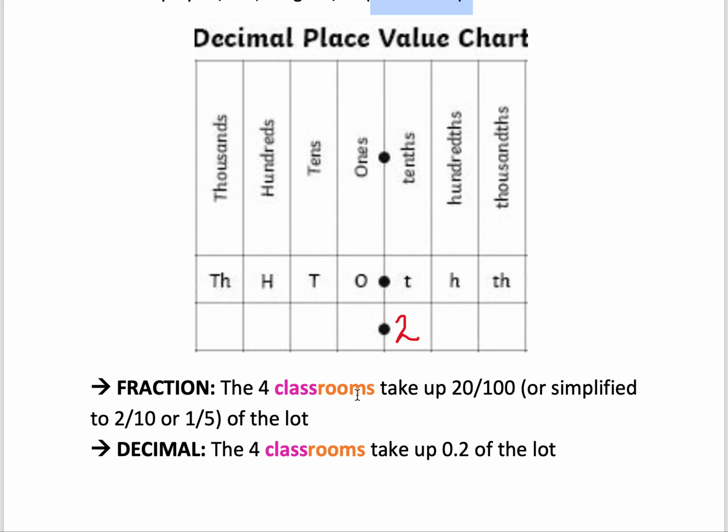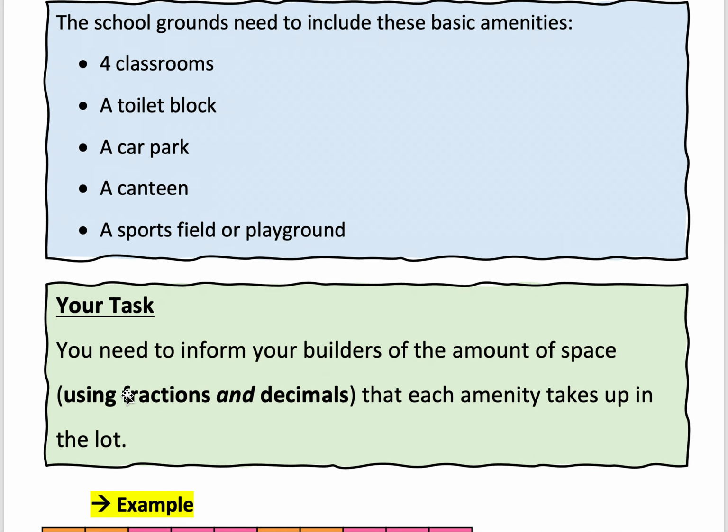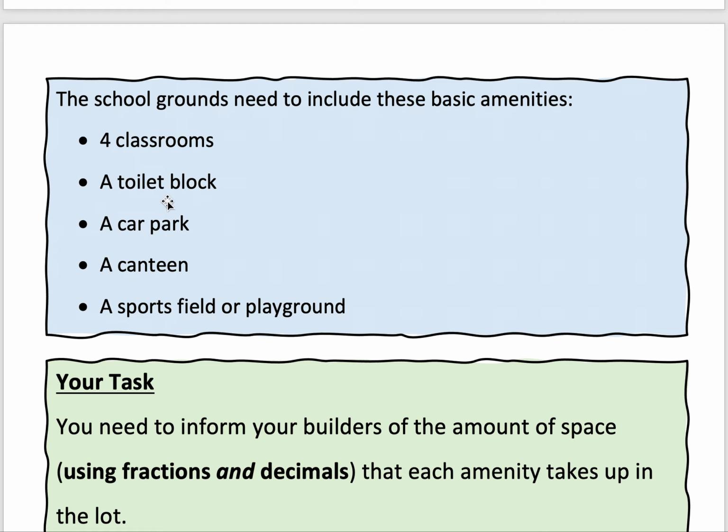So the fraction for the 4 classrooms is 20 hundredths or if I simplify that, 2/10 or 1/5 of the whole lot. And then when I converted this fraction into a decimal, I got 0.2. So the 4 classrooms take up 0.2 of the lot as a decimal, and the 4 classrooms take up 20 hundredths as a fraction. And so you need to find the fraction and the decimal that all of the amenities take up. So then you need to do the toilet block, the car park, the canteen, and the sports field.